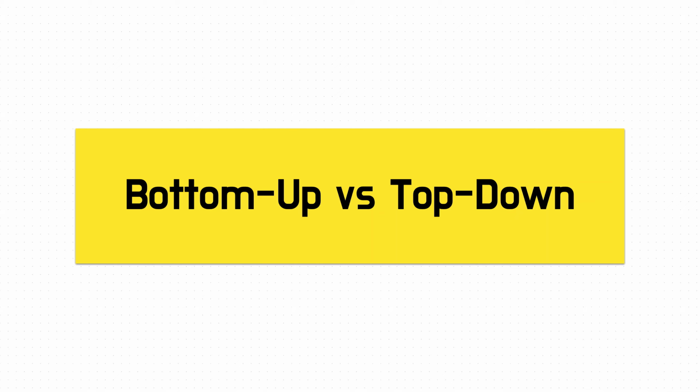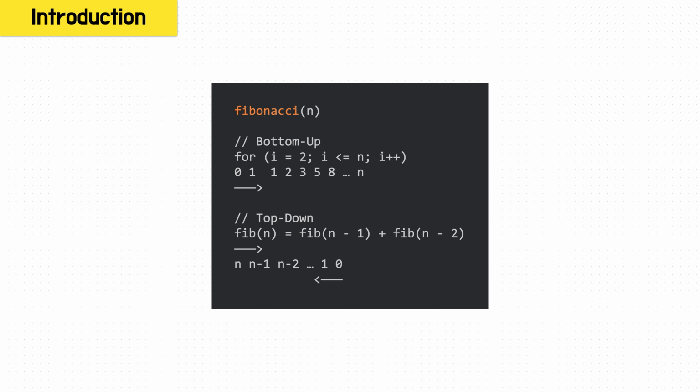Trey here, and in this lesson, we're going to discuss bottom-up versus top-down algorithms. At a very basic level, all it means is a bottom-up algorithm is an iterative algorithm, and a top-down algorithm is a recursive algorithm. But let's see what this actually means. So let's use Fibonacci to discuss bottom-up versus top-down.